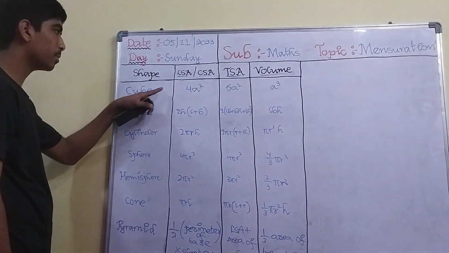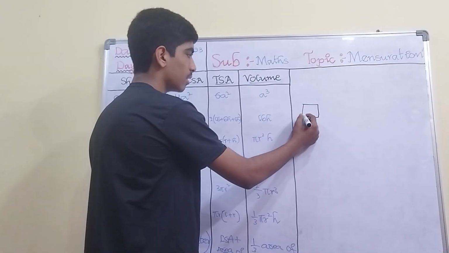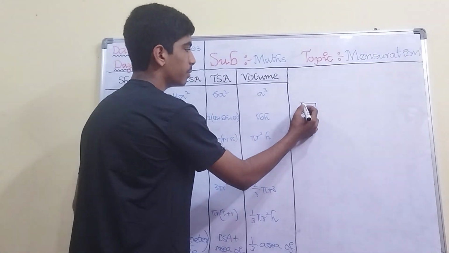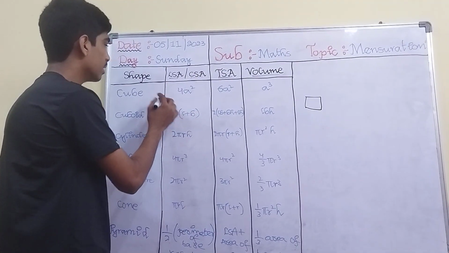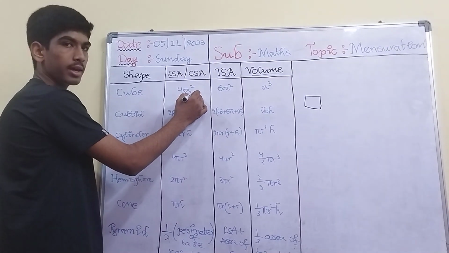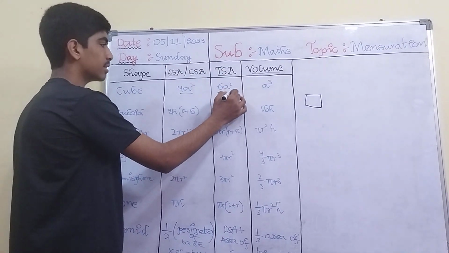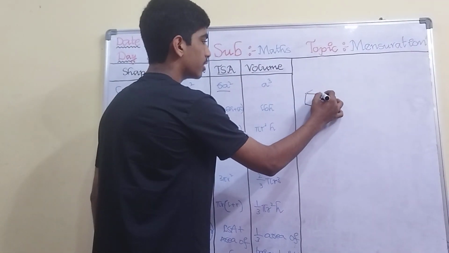We have to take the cube as LSA because in cube we have the corners and we have the edges, so we have to take LSA. So the LSA of cube is 4a square and the TSA of cube is 6a square, because this is the cube.